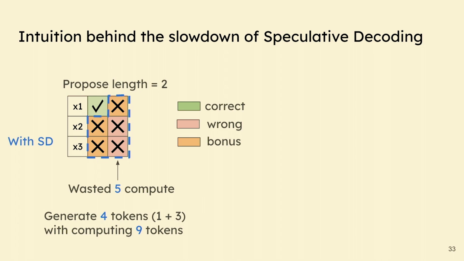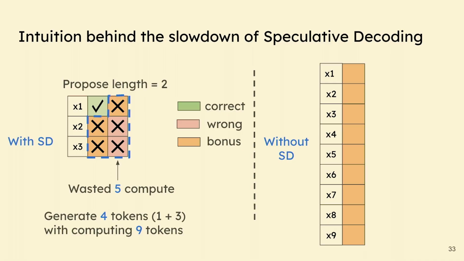This type of waste is fine because when QPS is low, LLM inference is memory bound. But when the QPS is high, it becomes compute bound, and such waste can be very expensive. Instead of doing speculative decoding, you might just want to do normal decoding. In that case, you are generating 9 tokens while computing 9 tokens. You don't waste any compute here.